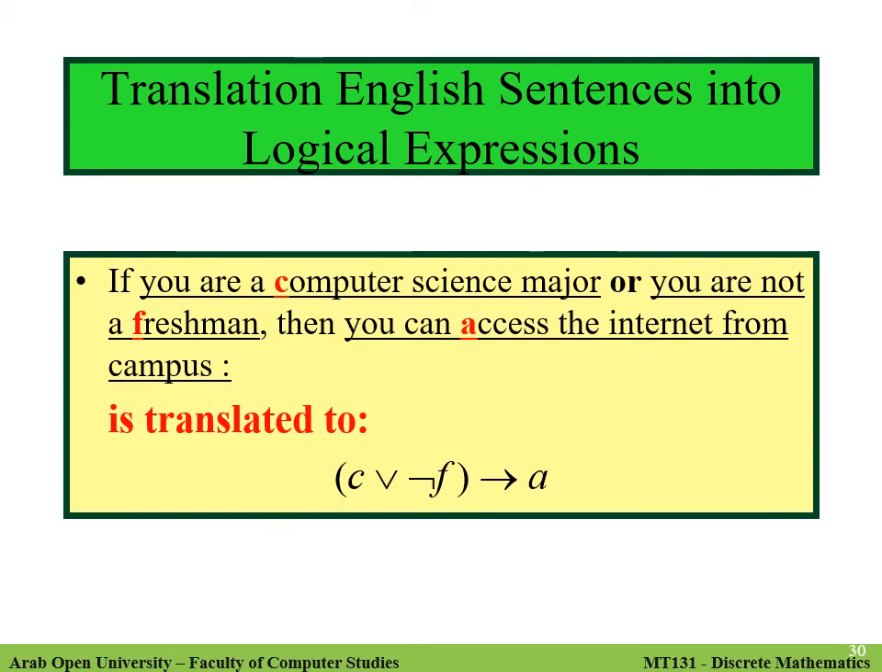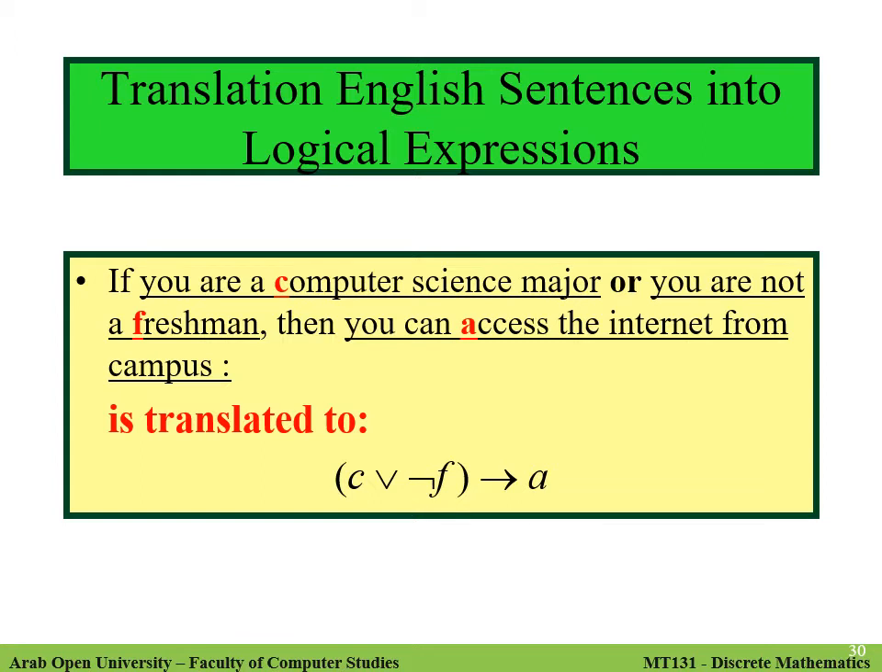Here is more translation, English sentences into logical expressions. Take an English statement, break it up into simple propositions, and write it using logical symbols. Here is an example. If you are a computer science major, that's the first statement. This is C. Or you are not a freshman. A freshman is a first year student. If not a freshman, that means you're a second, third, or fourth year student.